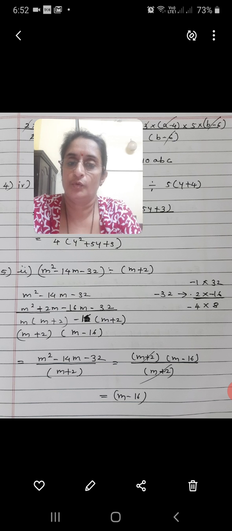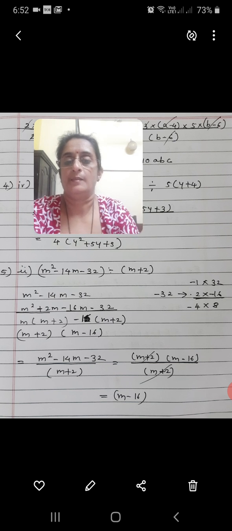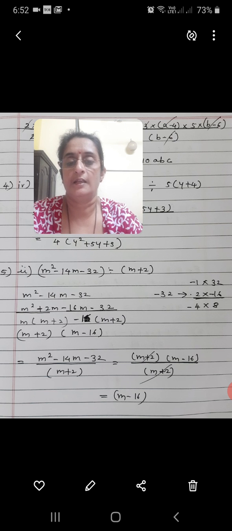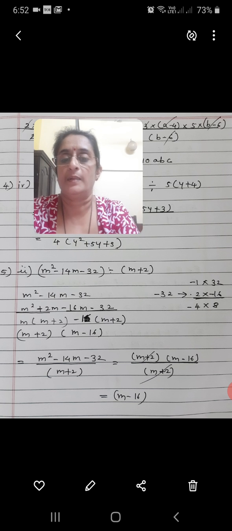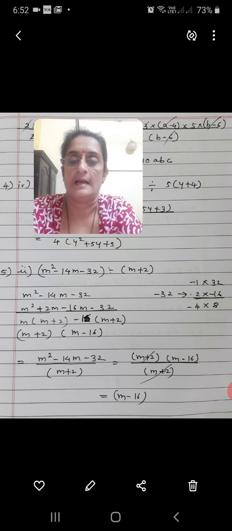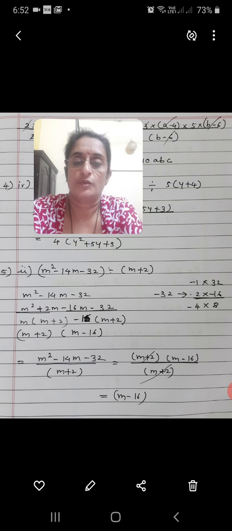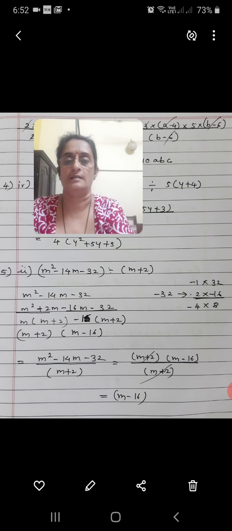Now we are going to do the division. So m² − 14m − 32 means (m + 2)(m − 16), and it is divided by m + 2. So m + 2 and m + 2 are cancelled, m − 16 remains. So that is our answer.